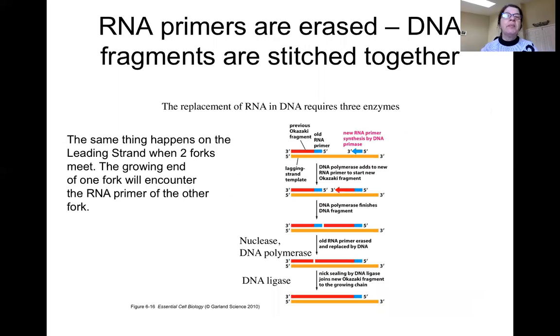Okay, the RNA primers will be erased. There is an RNase H enzyme that will actually erase the RNA because it recognizes them as something foreign, something not DNA. And now DNA polymerase is going to fill the gaps. So wherever you had RNA primers, now DNA polymerase is going to be filling the gaps.